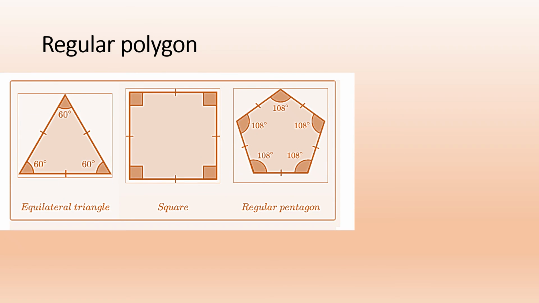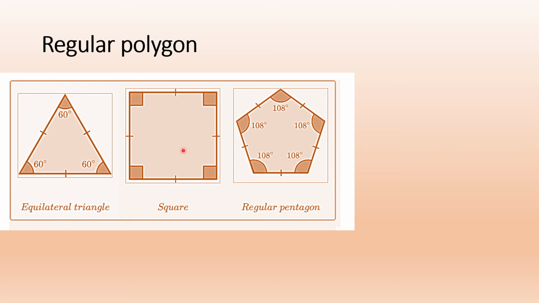It's a 2D shape and a closed figure, and the minimum number of sides it can have is 3. As you can see, we have an equilateral triangle. In an equilateral triangle, all the sides will be of the same length and all the angles will also be the same. So the minimum number of sides it should have is 3.